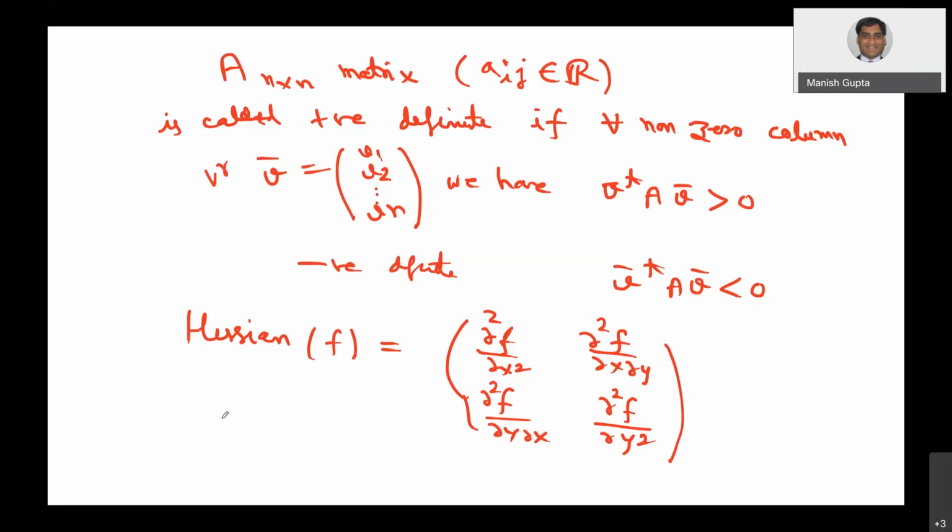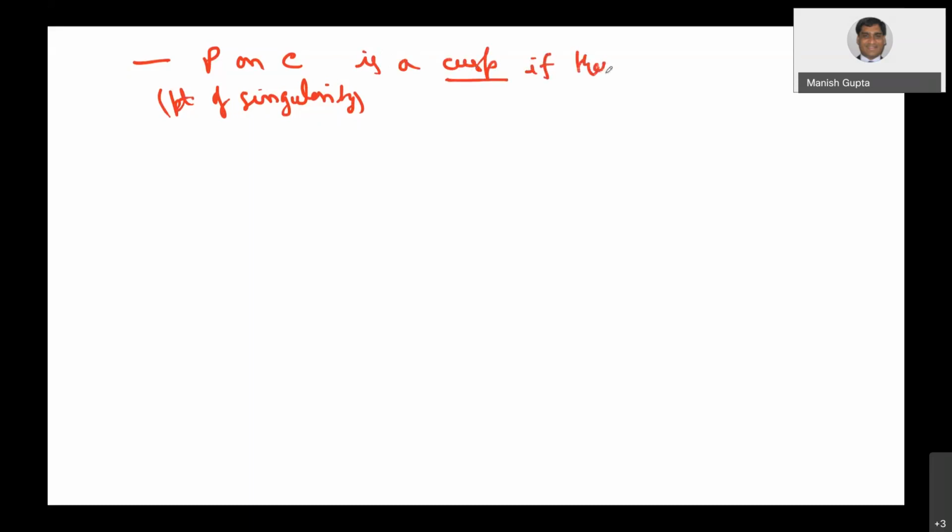If a point P on C, a point of singularity, is a cusp if the Hessian of F at P has determinant 0. If the Hessian matrix has determinant 0, then this point is known as a cusp.